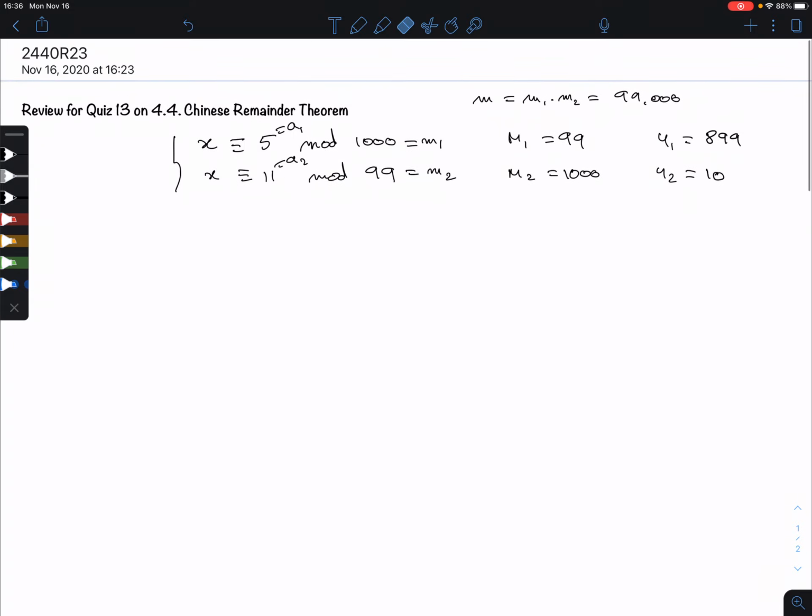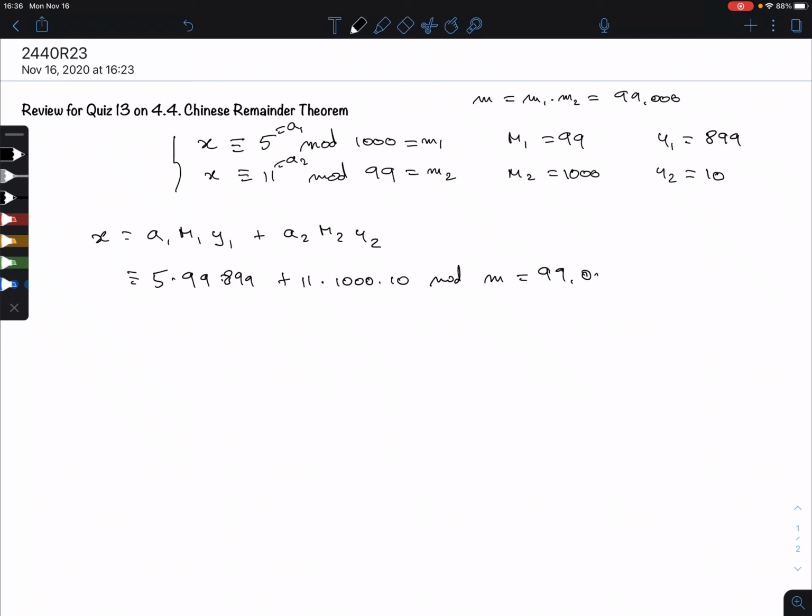Okay, let me get rid of all this. Okay, so what is x? The formula for x is A1 times capital M1 y1 plus A2 times capital M2 y2. So A1 is 5, capital M1 is 99, and little y1 is 899. Plus A2, that is 11, capital M2 is 1,000, and y2 is 10. Now, we calculate this modulo this little m, which is 99,000.